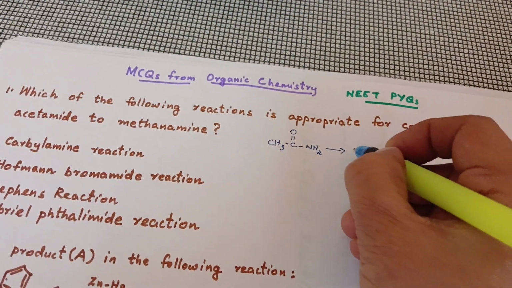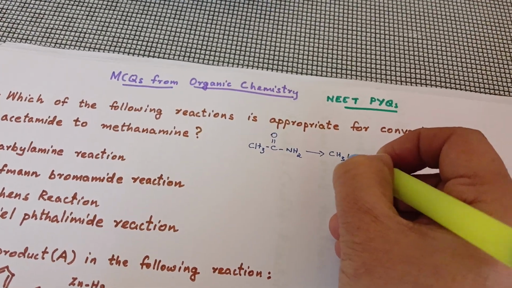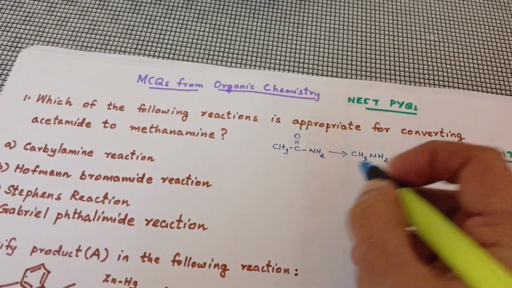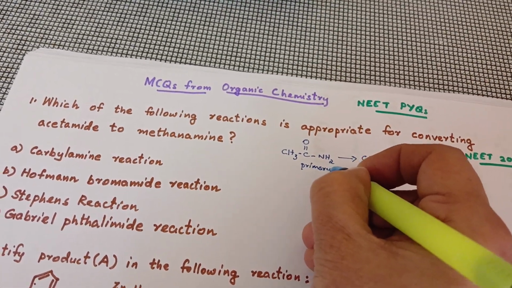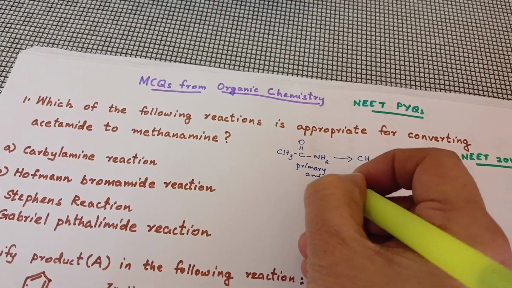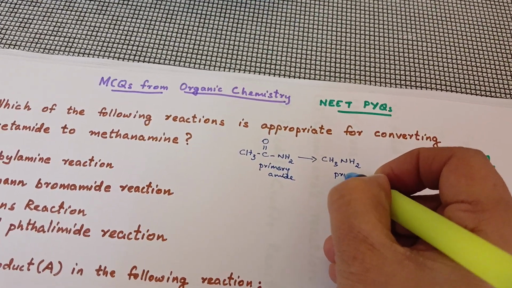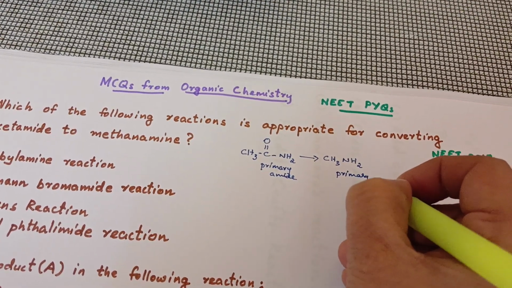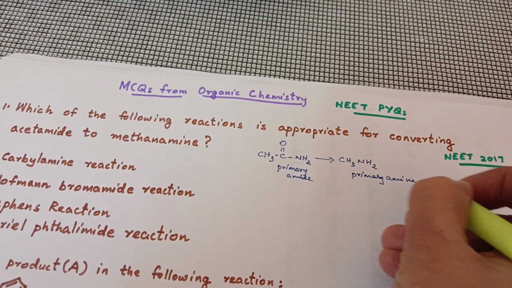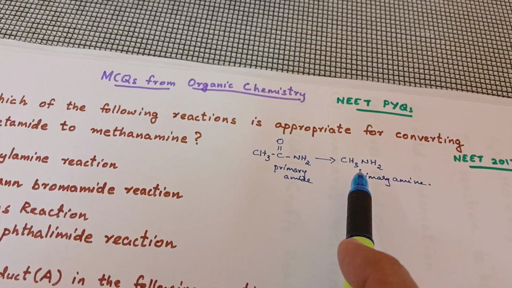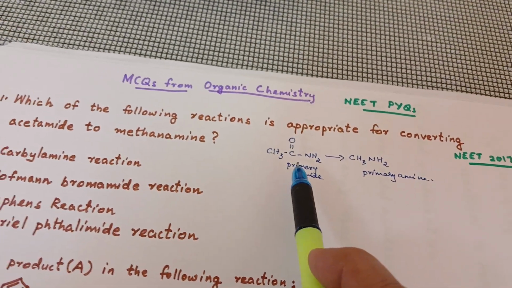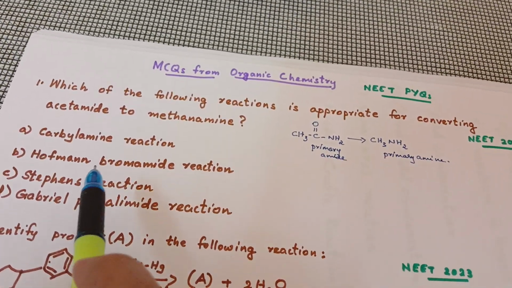That is CH3 NH2. So this is a primary amide and this is a primary amine. Now, you can see that this has one carbon less than this compound. So let us look at the options.